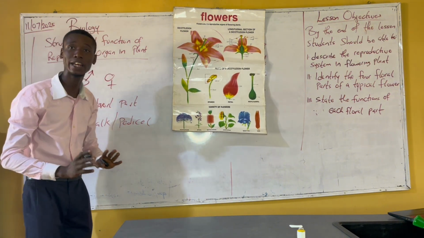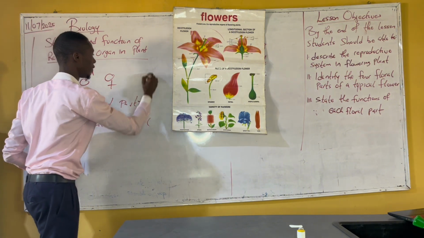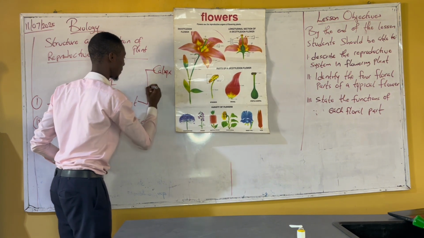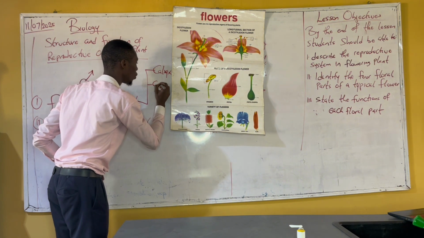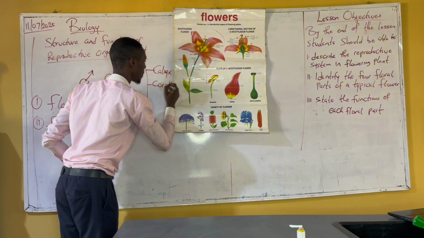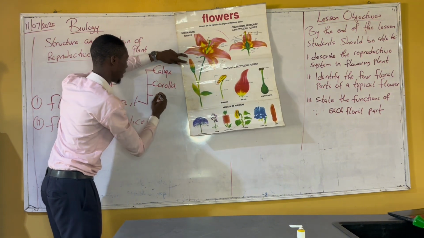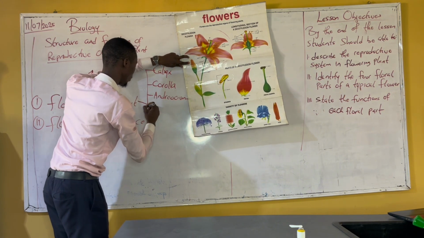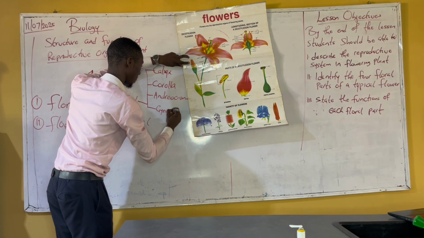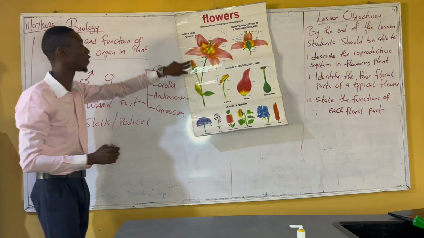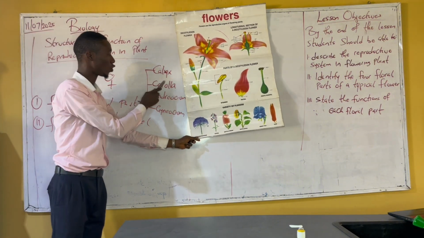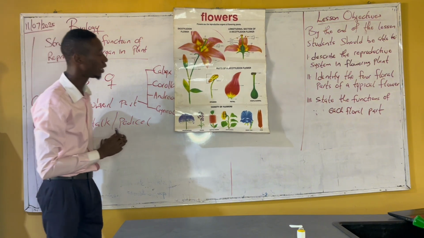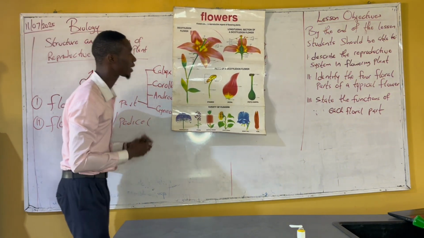The floral part is divided into four parts. We have the calyx, outside of calyx we have the corolla, we have the androecium and the gynoecium. Now, these are the four floral parts: the calyx, the corolla, the androecium, and the gynoecium. Let's take each of them one by one. Now look at this flower. The calyx, let's look at the calyx.